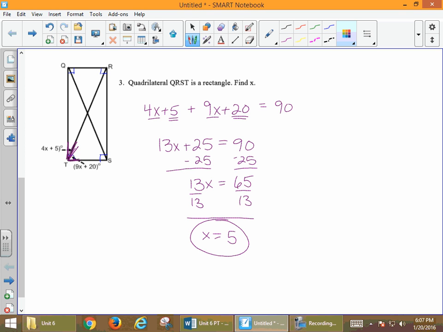Remember, all rectangles have two new properties that other parallelograms don't enjoy. They have 90-degree angles in the corners, and their diagonals are congruent.